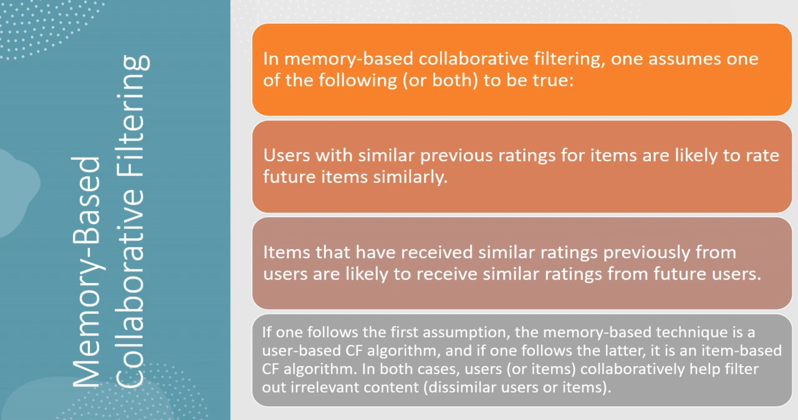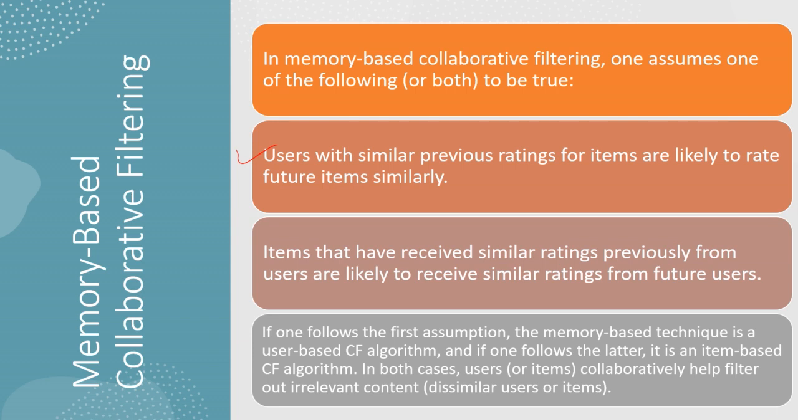Now comes memory based collaborative filtering. In memory based collaborative filtering, one assumes the following to be both true. That users with similar previous ratings for items are likely to rate future items similarly. Like suppose I purchase a particular product, say I purchase shoes of Bata from a shop and I liked it, then if I purchase another similar product, definitely I'm going to give a good rating to the product.